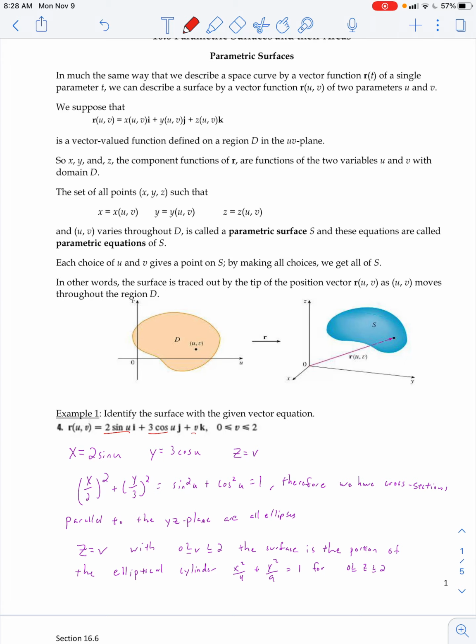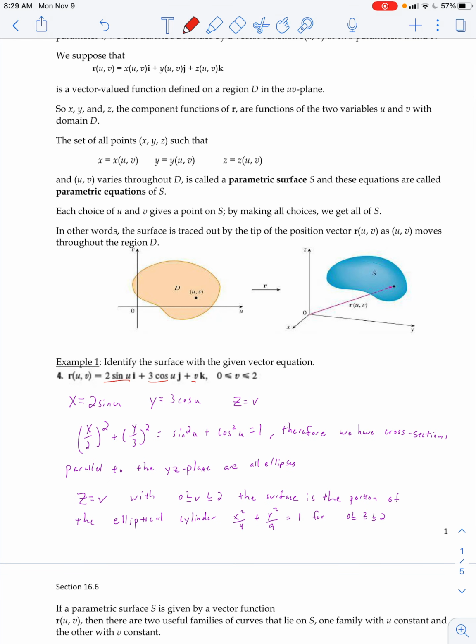Therefore, the cross sections parallel to the yz plane are all ellipses, and z is equal to v with 0 less than or equal to v less than or equal to 2. The surface is the portion of the elliptical cylinder x squared over 4 plus y squared over 9 equal to 1, where z is between 0 and 2.